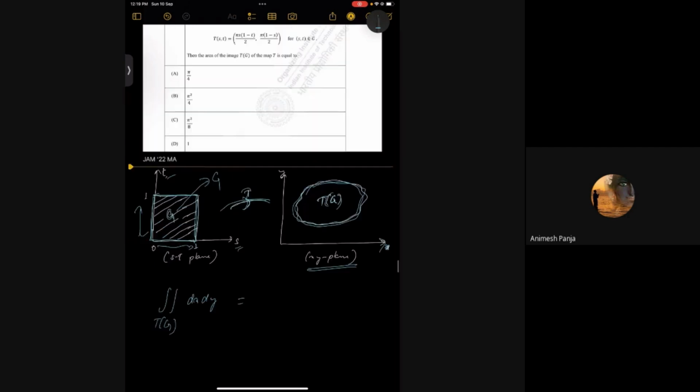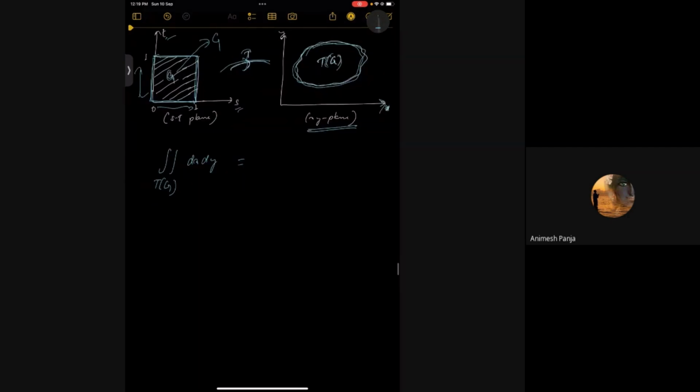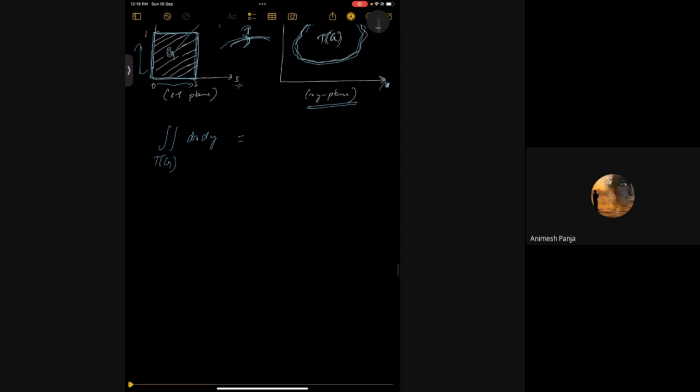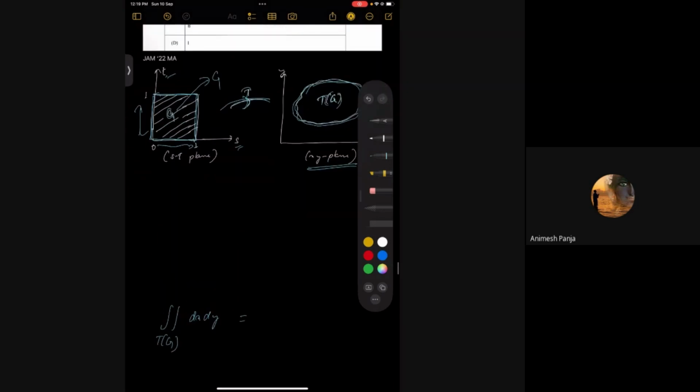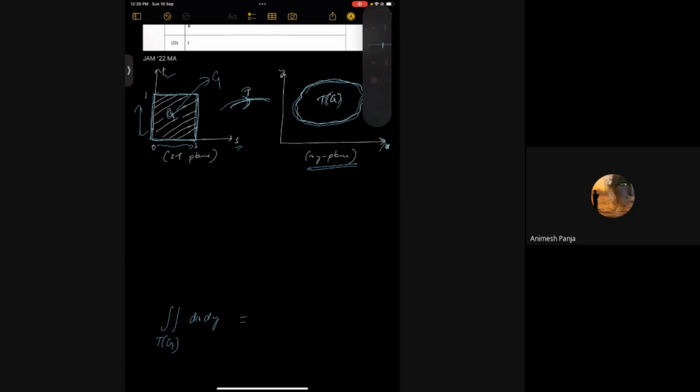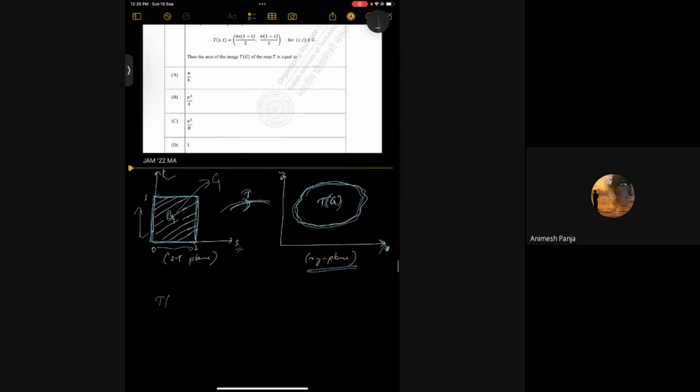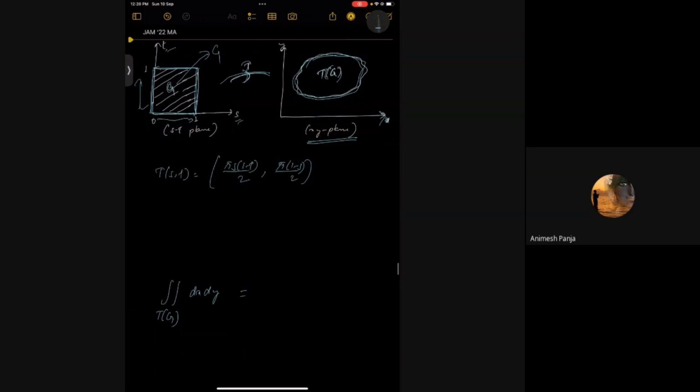Now let's look at the change of variables. T S T was given to be pi s (1 minus t) by 2, pi (1 minus s) by 2. So the change of variable that I'm taking is x equal to pi s (1 minus t) by 2, y equal to this one. This is y, this is x. This is the change of variable that I'm taking, (1 minus s) by 2.